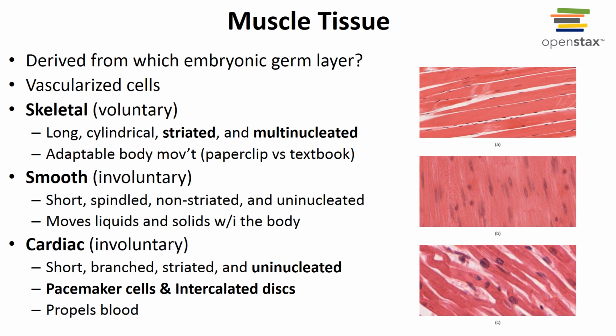such as excitability, which means that muscle cells possess polarized membranes and that polarity can change. Contractility, muscle cells can shorten. Extensibility, muscle cells can lengthen. And elasticity, muscle cells can recoil after shortening or lengthening.